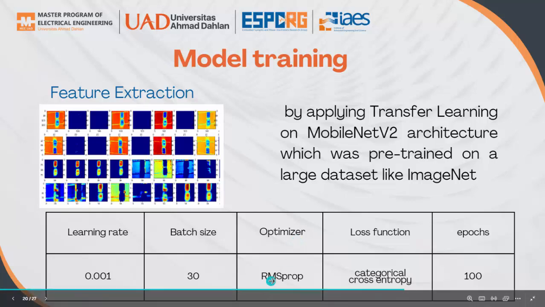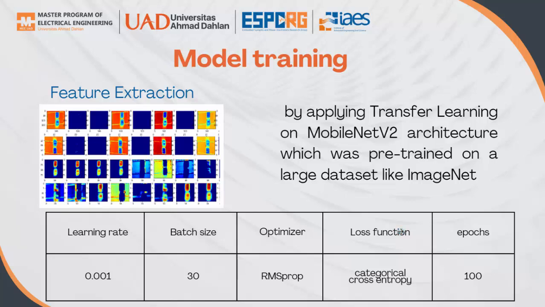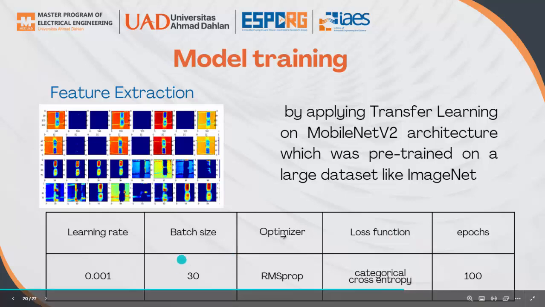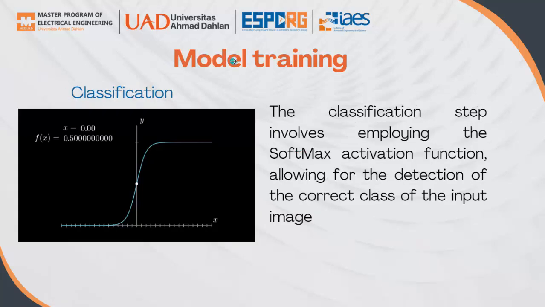These are the settings for our model. The optimizer is root mean square propagation. The loss function is categorical cross entropy. The number of epochs is 100, and the batch size for each epoch is 13. Our learning rate is 0.001. The final stage of the model training is classification. The classification step involves employing the softmax activation function, which we use for detecting the correct class of the input image.